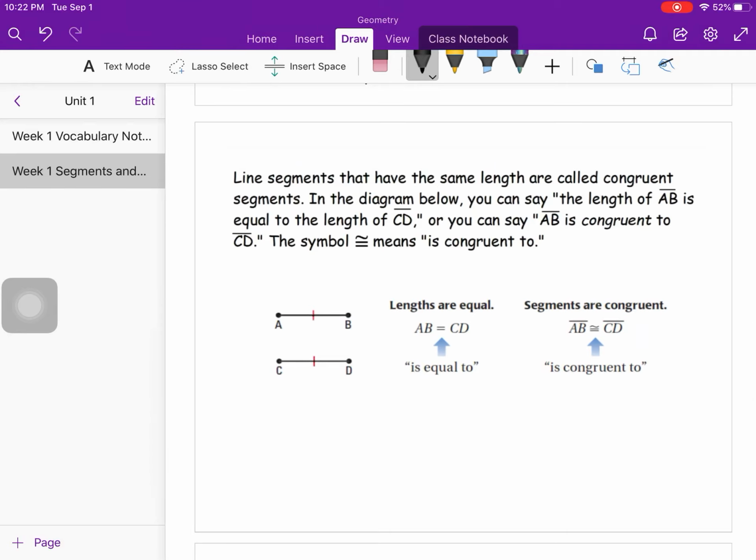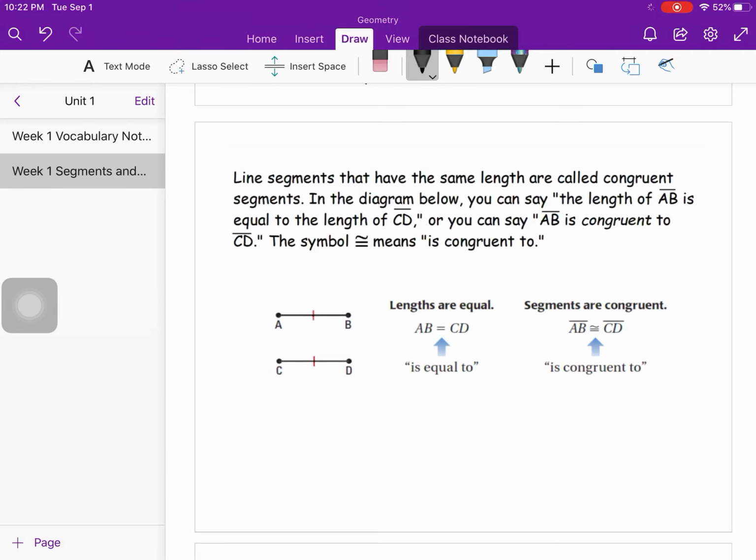Line segments that have the same length are called congruent segments. In the diagram below, you can say the length of AB is equal to the length of CD, or you can say AB is congruent to CD. The symbol means is congruent to. This weird little symbol here, an equal sign with a squiggle over top, is called the congruent symbol. We're definitely going to use that a lot throughout the year, so make sure that you're familiar with that.